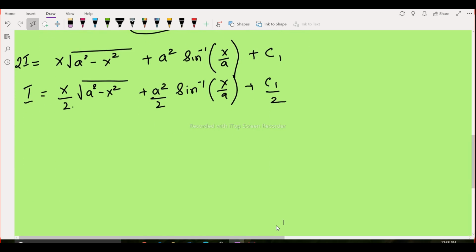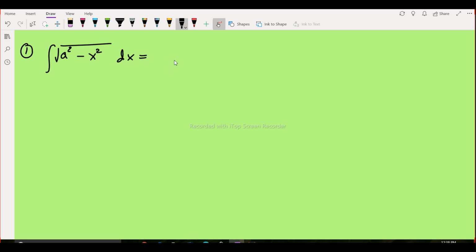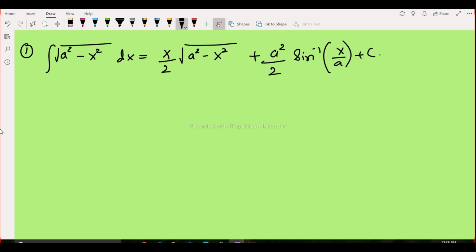So now let's write down the final formula and write the other two formulas as well. So the first formula was, so c1 upon 2 you can write as c. So the first formula we got, that is integration of root of a square minus x square dx is equal to x by 2 square root of a square minus x square plus a square by 2 sine inverse x by a plus c. This is the first one.